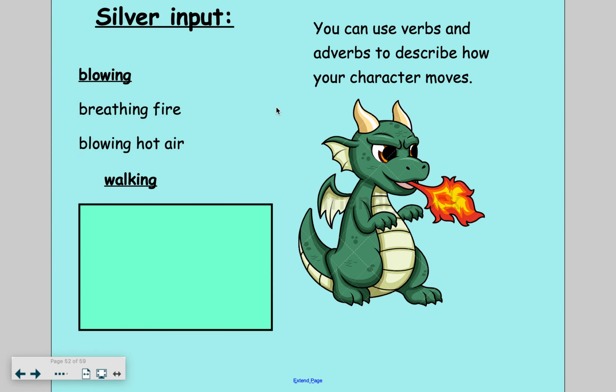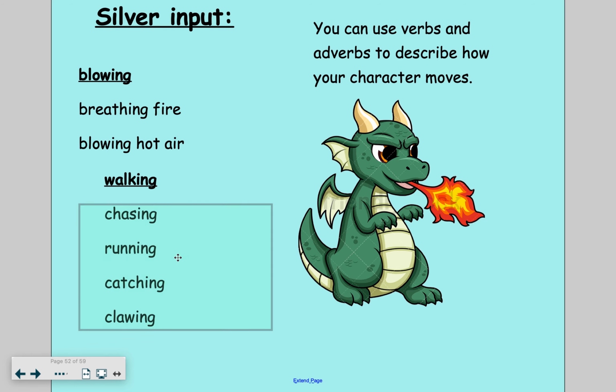So breathing fire, blowing hot air. You could make that an extended noun phrase as well. Breathing hot, burning fire. Okay, so you can transform these sentences even more. So don't be afraid to do that. And then for walking, some of the sort of words that would be good for walking. These are synonyms. No, they're not all synonyms. You've got chasing, running, catching, clawing. Okay, how does your dragon move?